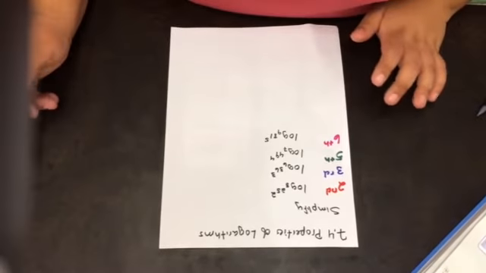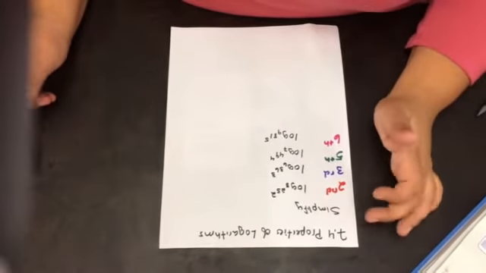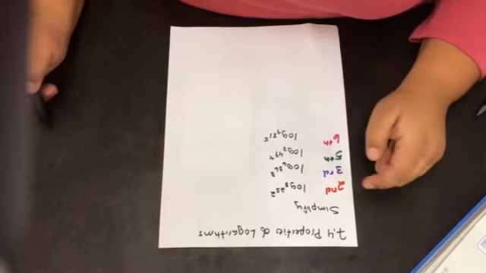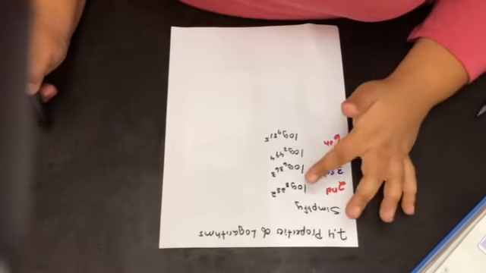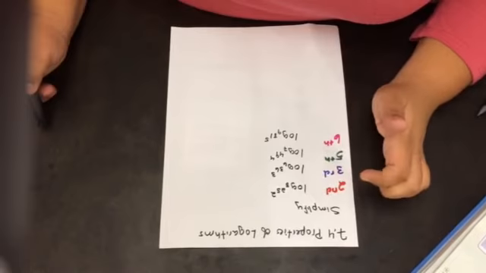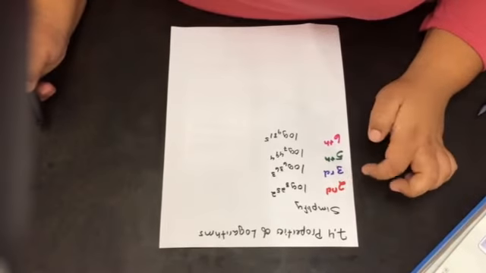7.4 properties of logarithms. So you're going to need to simplify. For second period, you're going to simplify log base 5 of 25 squared. And you need to do it in red.